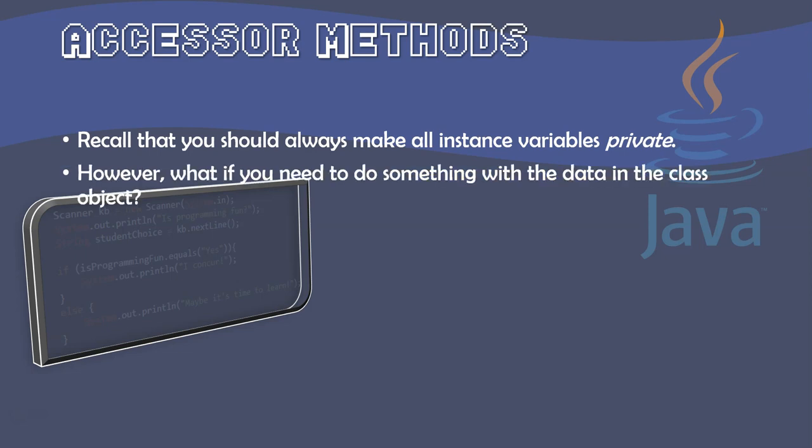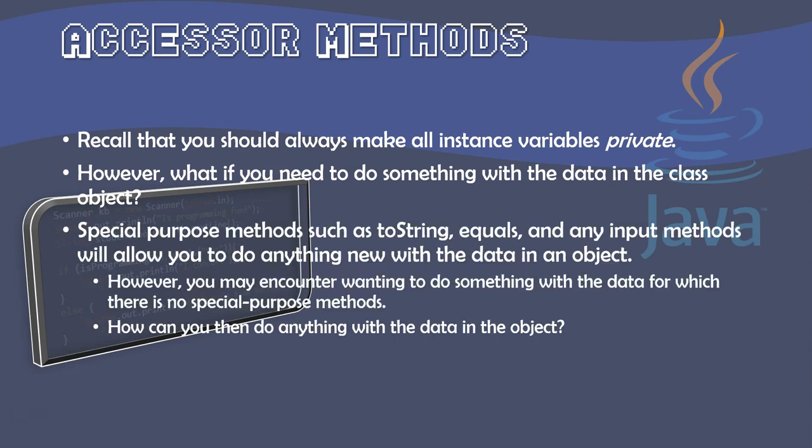If you recall, we talked about how we should always make our instance variables private. However, what if we need to do something with the data in the class? So for example, let's say we have an instance variable for name and we need to change what that name is. Well, we can't access the variable directly, so how can we do that?